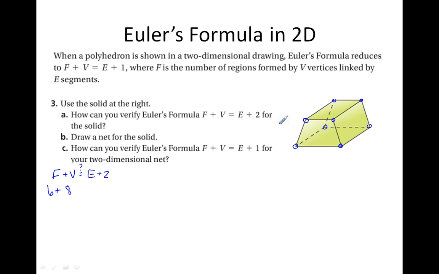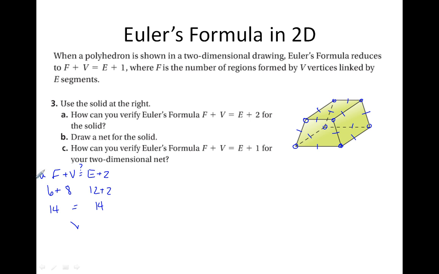And then for the number of edges, these are the sides. So let's mark them off as we count. 1, 2, 3, 4. Now this doesn't mean they're congruent. I'm just using that to mark. 5, 6, 7, 8, 9, 10, 11, 12. So we have 12, and then we're going to add 2 to that. So 12 plus 2, I get 14. 6 plus 8, I get 14. Since 14 equals 14, we have verified Euler's formula.